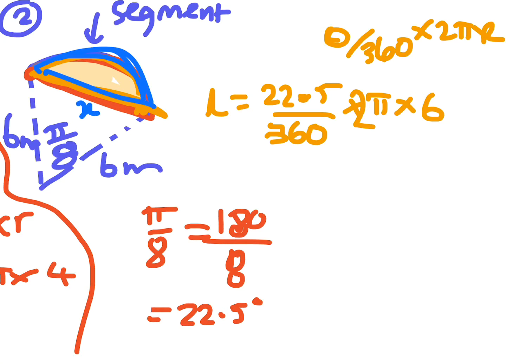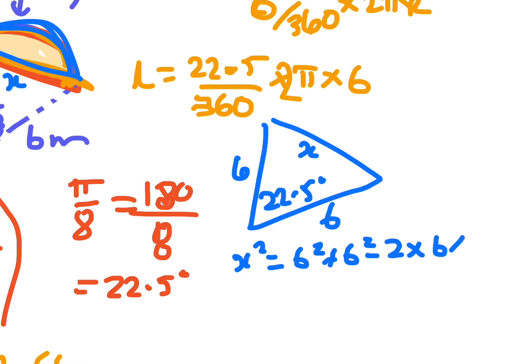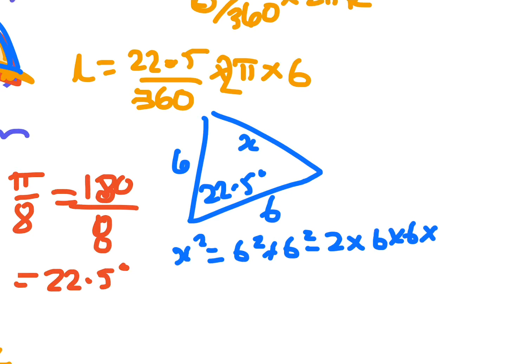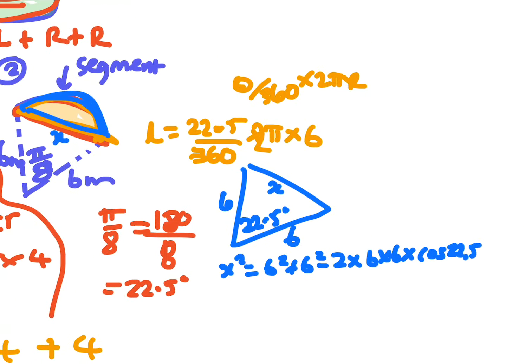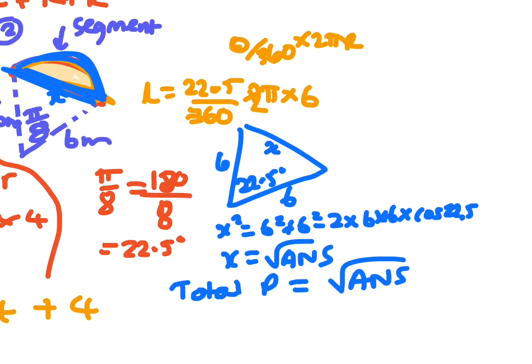Now we need this part here. So I'm just going to go like that and like that, make that an x. That's a 6, that's 22.5 degrees. So x squared is 6 squared plus 6 squared, I'm using the cosine rule to find it, minus 2 times 6 times 6 times cos 22.5 degrees. Then you find the square root of that answer, because that gives me the straight line along there.